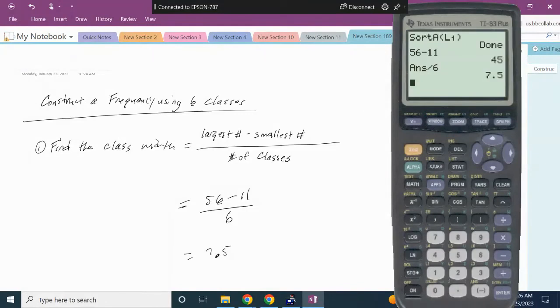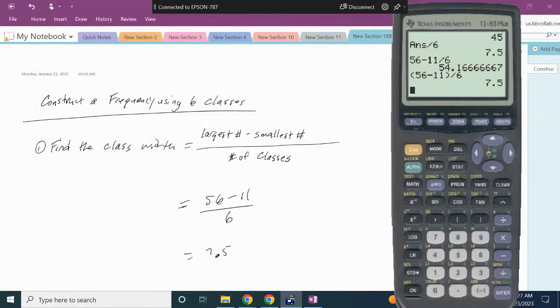Now you've got to be careful on this calculator, because if I were to put in 56 minus 11 divided by 6, I'm going to get something totally different. That's because of the order of operations. You have to simplify the top, simplify the bottom, and divide last. So I could have put it in this way with a set of parentheses. 56 minus 11, close off the parentheses, because with order of operations, you do what's in the innermost parentheses first. Divided by 6, gives us 7.5.